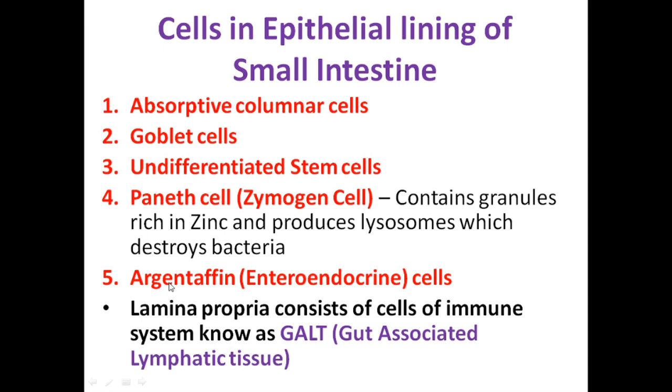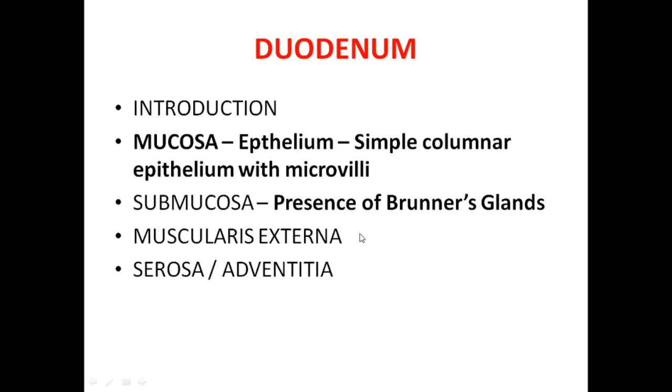intestine. So in any answer on the small intestine, first you should write about these modifications present in them, then the different cells present in them, and then you have to describe the four layers as a general plan of the alimentary canal. And the lamina propria consists of cells of the immune system called GALT. It is also called gut associated lymphatic tissue. So this is how you have to describe the small intestine.